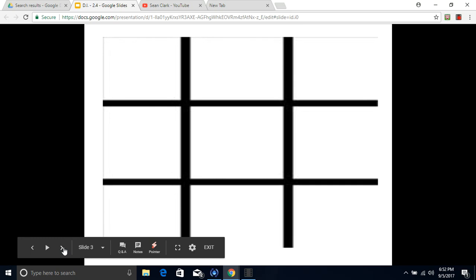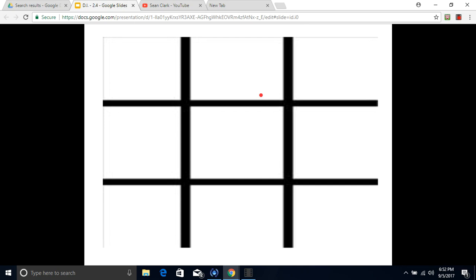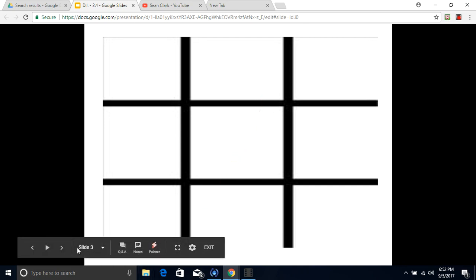I have this tic-tac-toe board because tic-tac-toe is kind of like the French Revolution. It's a metaphor. The X gets the extra turn and the O does not, and the X has an advantage just like the rich did in the French Revolution. Next slide.